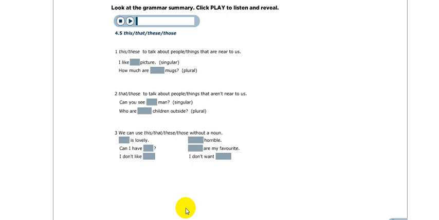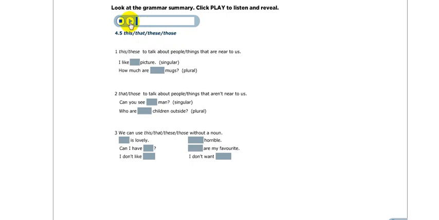These is coming with the plural and near, while this is with the singular near. Those is with the plural but far.